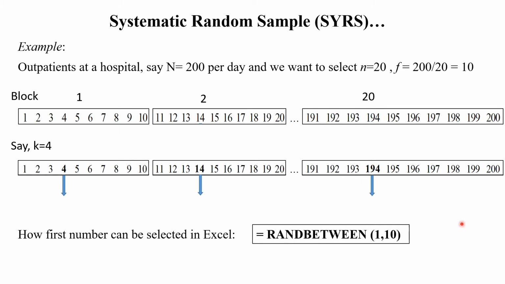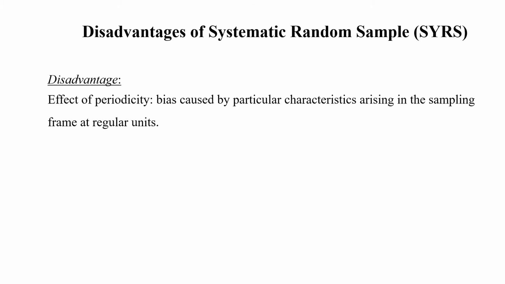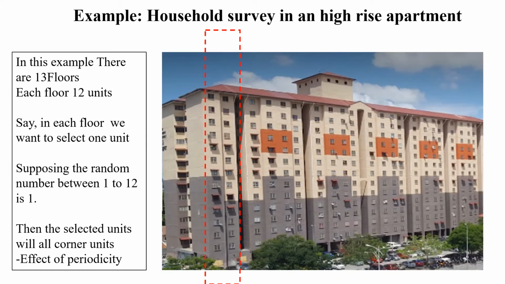So even this method also has some disadvantage. We call it the effect of periodicity, bias caused by a particular characteristic arising in the sampling frame at regular intervals. Right? Let's see an example. It's a household survey in a high-rise apartment.